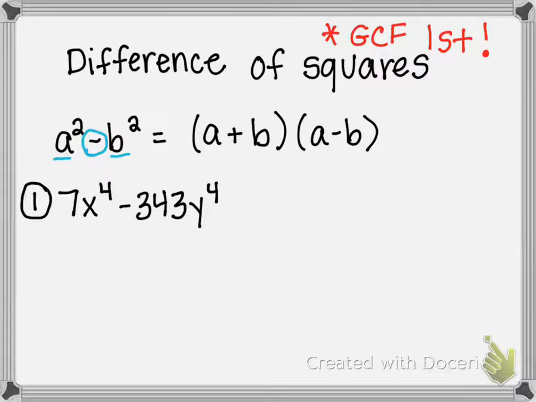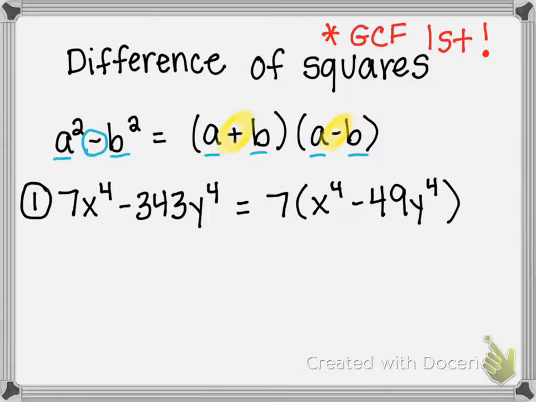So given that, the square root of a squared would give me a, and the square root of b squared would give me b and b. The only thing that you've got to make sure of is that you have a plus and a minus when you do it. So always make sure you check for GCF first. So when I look at this first problem, I have 7x to the fourth minus 343y to the fourth. And I should be able to see that for 343, I can take 7 out of that. So if I GCF 7, that's going to leave me with x to the fourth minus 49y to the fourth.